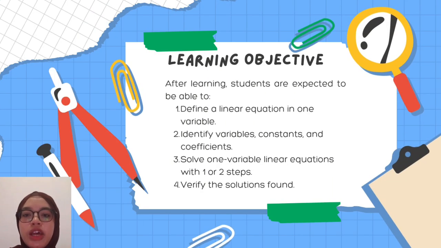Learning objective. After learning, students are expected to be able to: one, define a linear equation in one variable; two, identify variables, constants, and coefficients; three, solve a one variable linear equation with one or two steps; and four, verify the solution found.